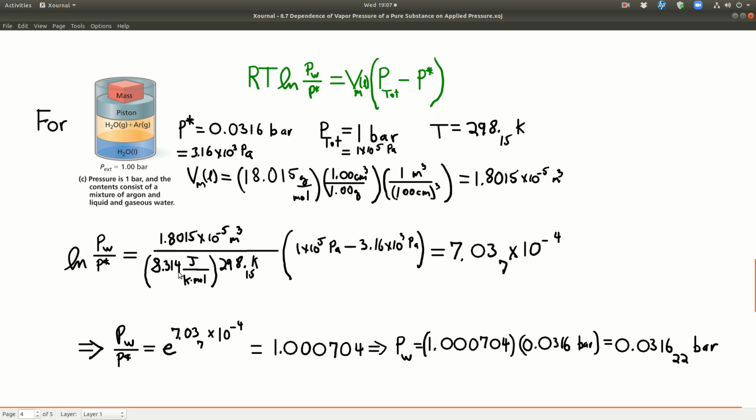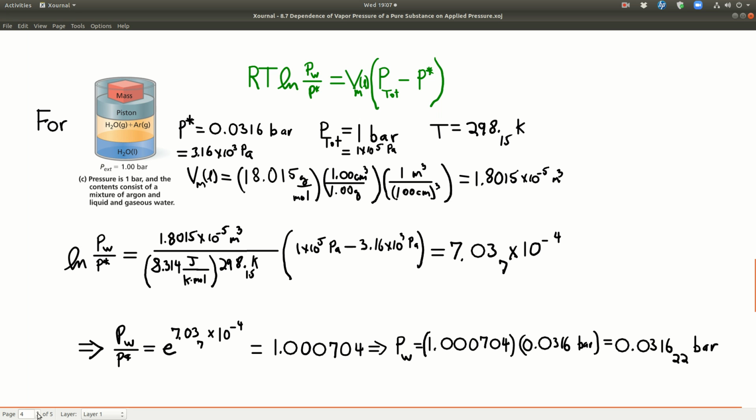So this is the molar volume of the liquid. That's R. That's T. This is total pressure. This is the vapor pressure of water at 25 Celsius, 298 Kelvin. And check my math, but when you plug that in, I got 7.037 times 10 to the minus fourth. That's equal to the natural log of the ratio of the pressures. Taking e to both sides, the ratio of the partial pressure of water to the vapor pressure by itself is equal to e to that number, which is really, really close to 1, which means that the partial pressure of water under an external pressure of 1 bar is basically the same. Little difference out here in insignificant figures.